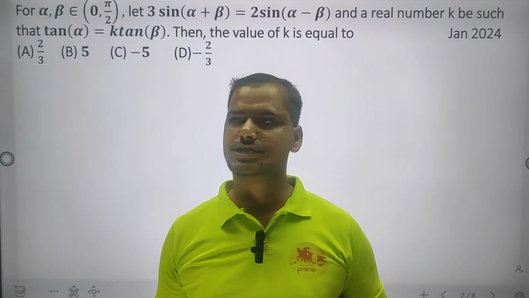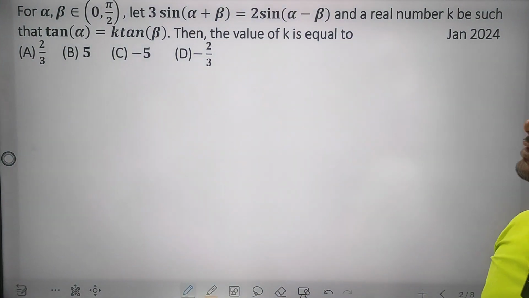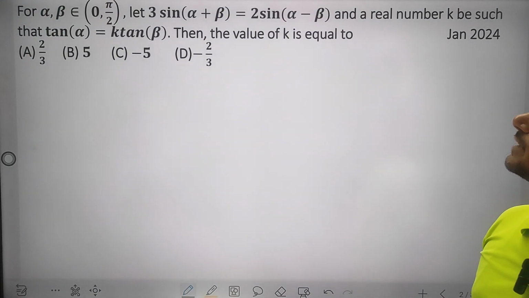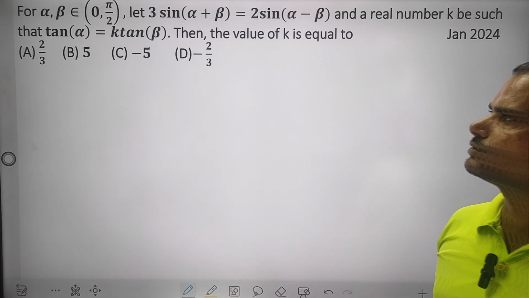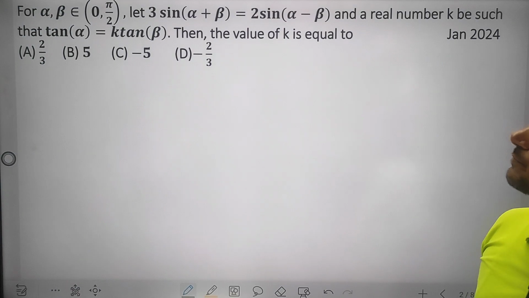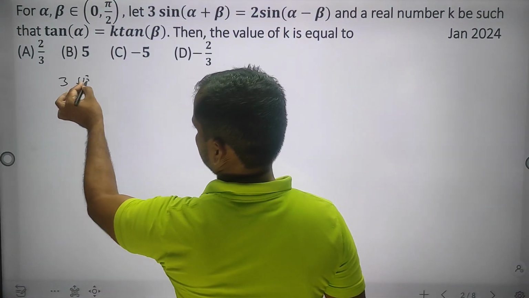This is Chandrakant here and today we have JEE question 2024. For alpha, beta belongs to (0, pi/2), let 3 sin(alpha plus beta) equal to 2 sin(alpha minus beta), and a real number k be such that tan alpha equals k tan beta. Then the value of k is equal to?